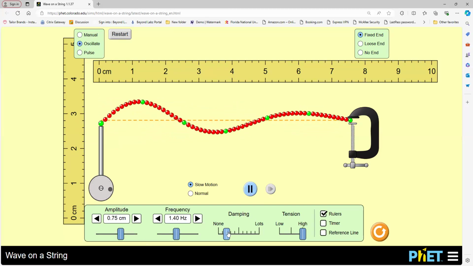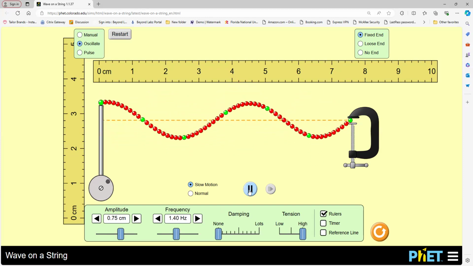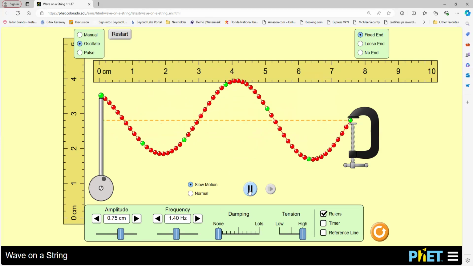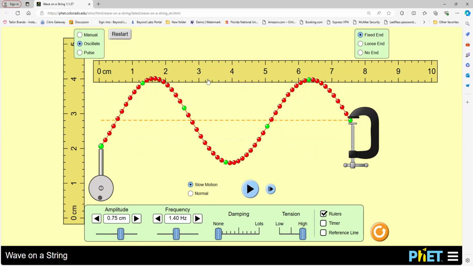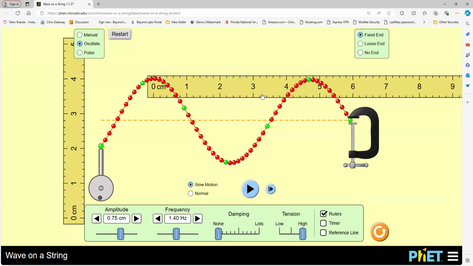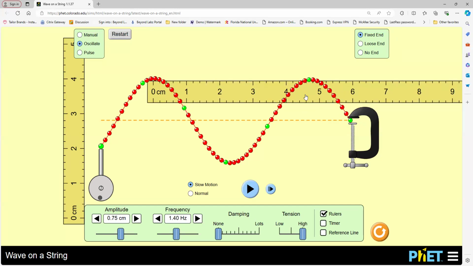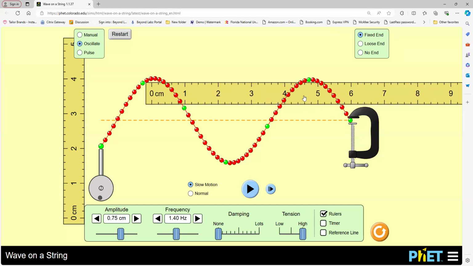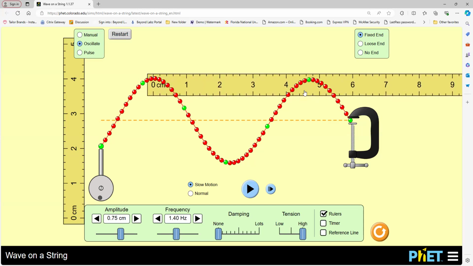Oh, I forgot to eliminate the damping. So that's why. You can measure the wavelength here. So always make sure you have no damping. You can measure a wavelength from this maximum to this maximum, for this frequency of 1.40. So I got approximately 4.6. 4.6 centimeters is more or less the wavelength in this case.